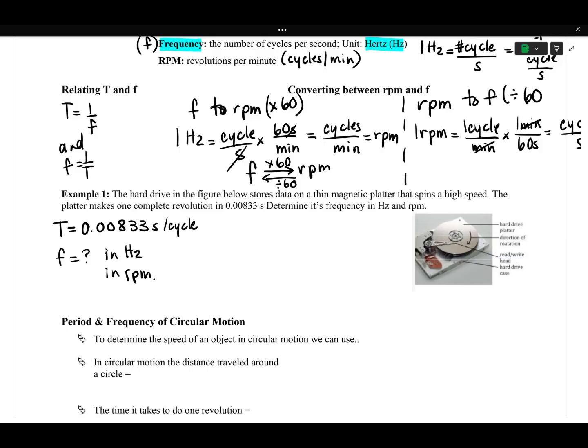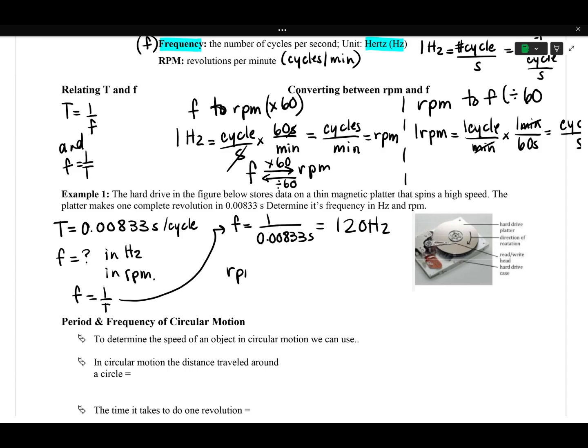So, if I want to solve for frequency, the formula is 1 over the period. So if I take my frequency and I go 1 over 0.00833, you will get 120 hertz. Okay, because this is now a cycle per second, because these are our seconds down here, right?